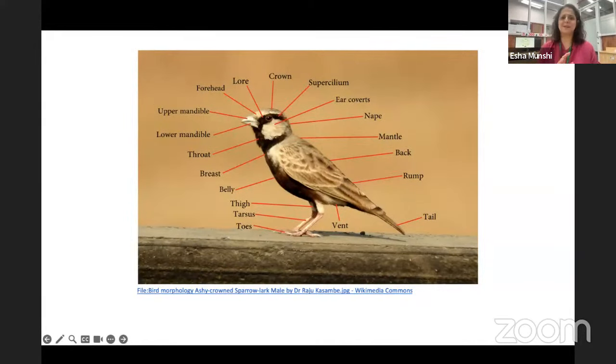Okay, now this is a pretty standard first bird image.